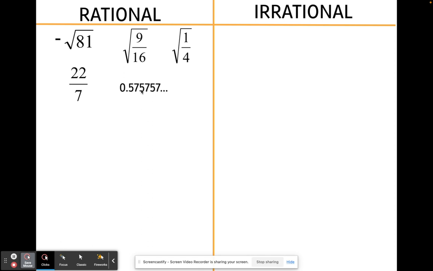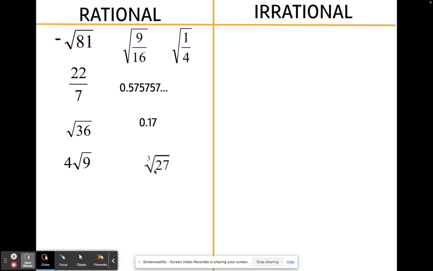0.575757, it gave the dot dot dot, but you can predict that a 5 is going to come next, followed by a 7. If you can predict that, you know it's a rational number. Square root of 36 is 6. 0.17, that's a terminating decimal, so it is rational. 4 times the square root of 9, well, the square root of 9 is 3, so that's rational. 4 times 3 just equals 12.